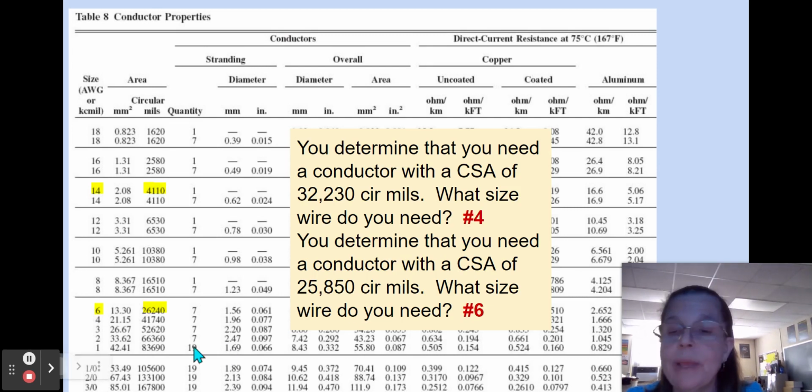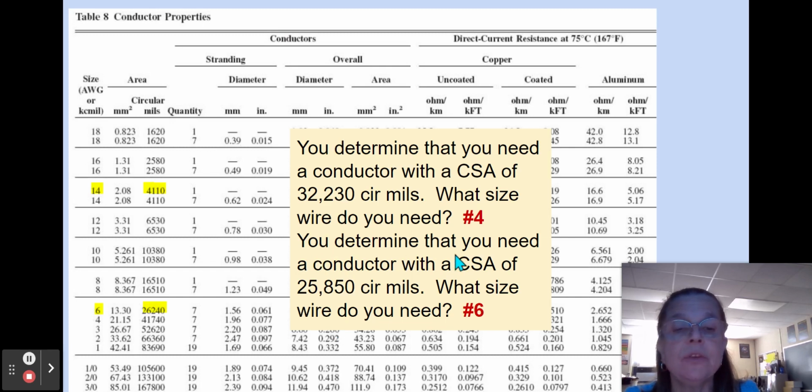Okay, so we have to go all the way to number 4. It is the smallest one that will have 32,200 circular mils. If I go to 6, it's too small.